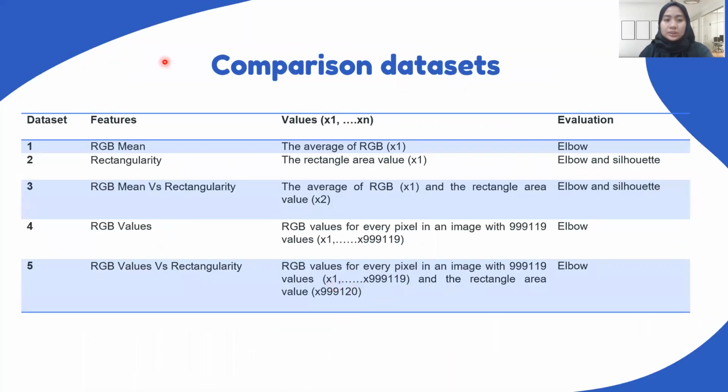So this is the comparison of datasets. As I mentioned before, we have 5 datasets: RGB mean, that refers to the average of RGB; rectangularity, the rectangle area value; and RGB values, which is the RGB values for every pixel in an image. So for evaluation, they use the elbow and Silhouette methods.